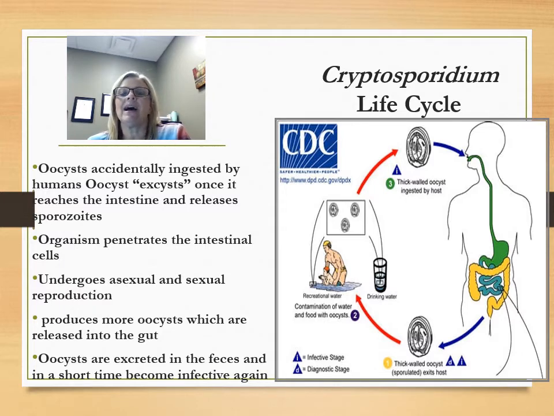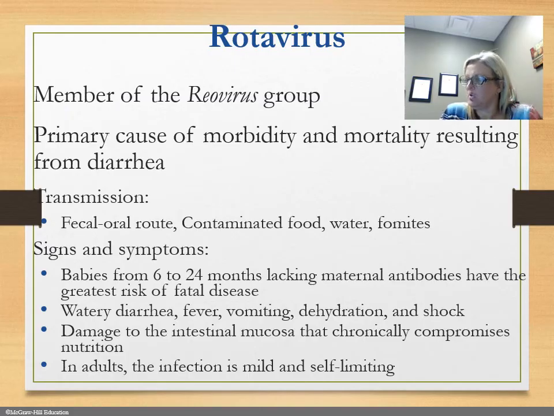So these are very highly infectious, and they can be treatment resistant. So they can also be resistant to chlorine and other disinfectants. Next, we've got rotavirus, which is part of the reovirus. This often infects small children. This is going to be transmitted via the fecal-oral route through usually contaminated food, water, or fomites.